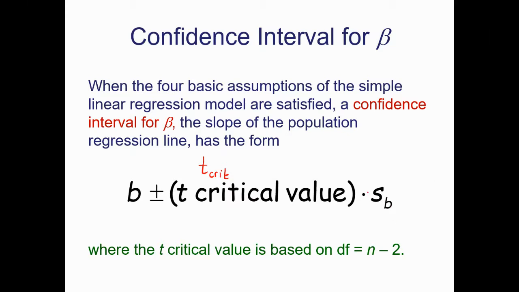And this is the same sb that we just wrote the formula for. So se over the square root of Sxx. And we calculated this value yesterday. And the t critical value is based on n minus 2 degrees of freedom. You have to remember, we're having to estimate alpha and beta when we do a regression. So we lose 2 degrees of freedom here.